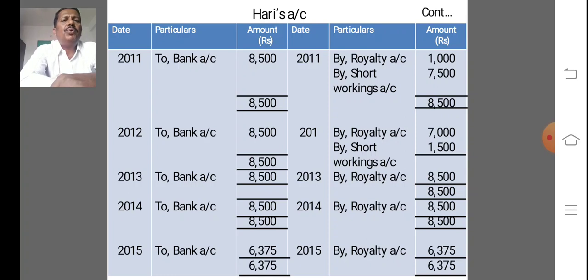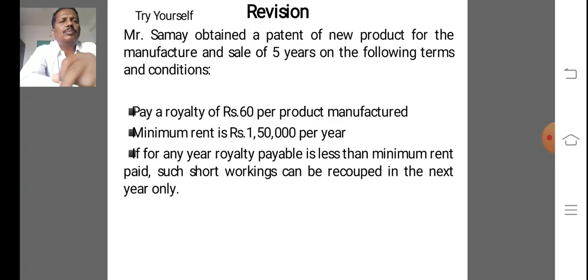In 14 also, 8,500 we are paying in the form of royalty, debiting the bank account and crediting the royalty account. In 2015, same, debiting the bank account 6,375 and crediting the royalty account 6,375. So try yourself.